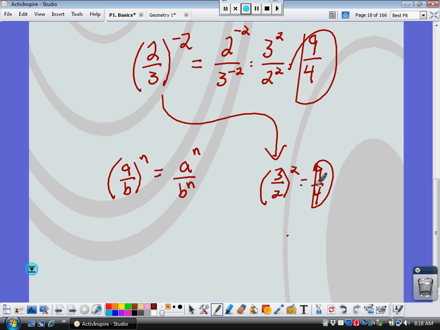Some of you will be able to do that in your head. Some of you will say, well, since that's a negative power, go ahead and flip it. That's a 3 and a 2 raised to the positive 2, and you'll go ahead and distribute it out in your head.